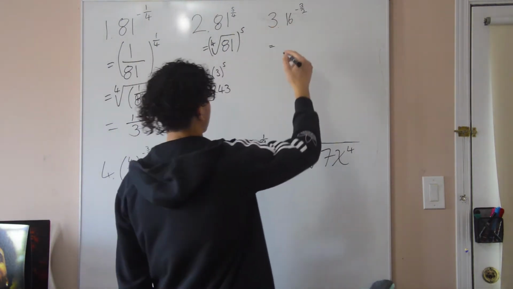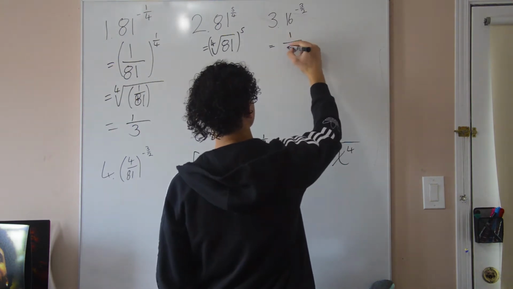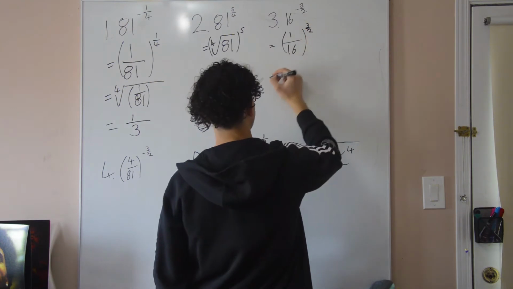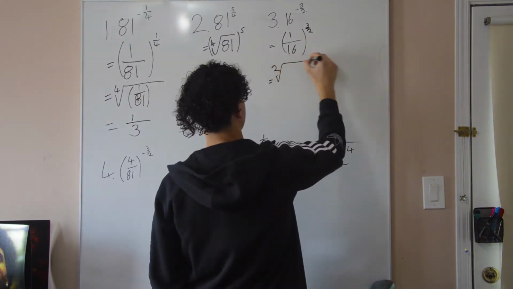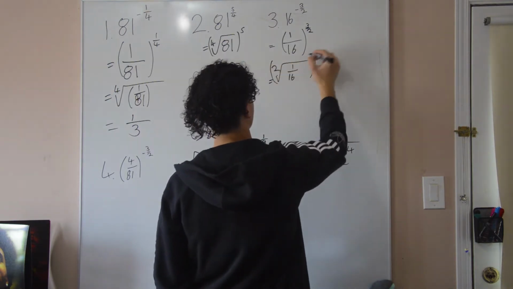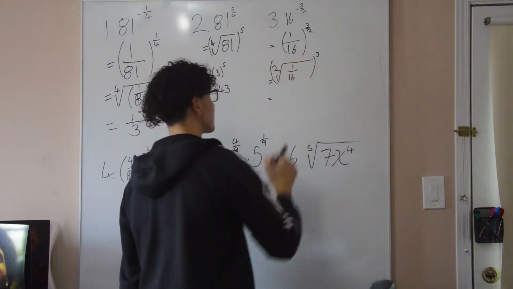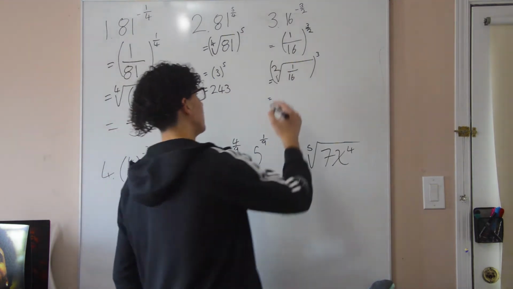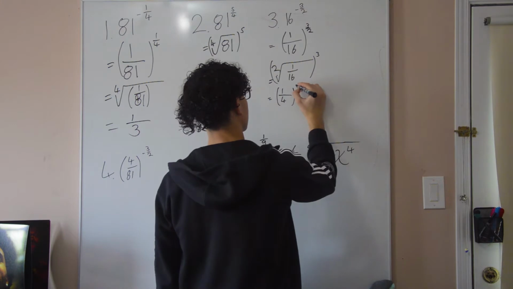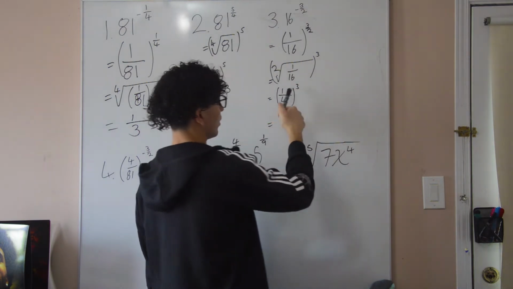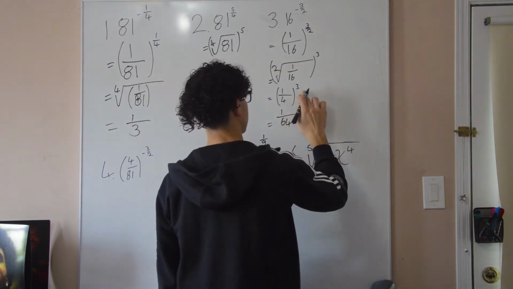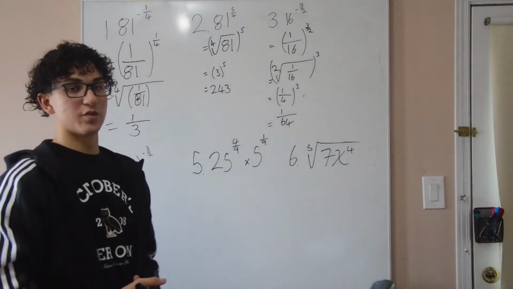First thing, we see there's a negative, so we're just going to put 1 over 16, like that, to the positive 3 over 2, and then we're going to take the square root of 1 over 16 all to the power of 3. So the square root of 1 is 1, and the square root of 16 is 4, to the 3, and 1 to the power of 3 is 1, and 4 to the power of 3 is 64. And that's our final answer, 1 over 64.